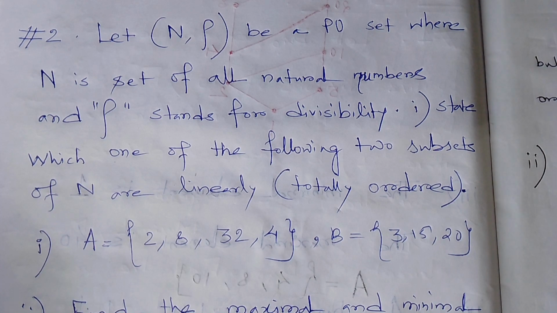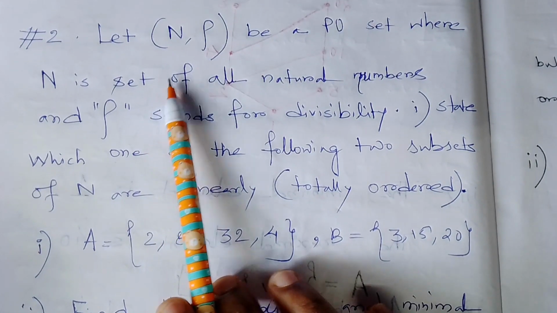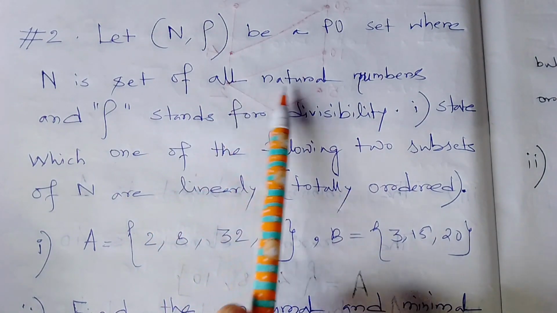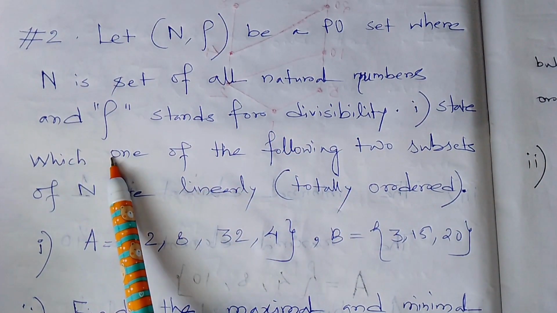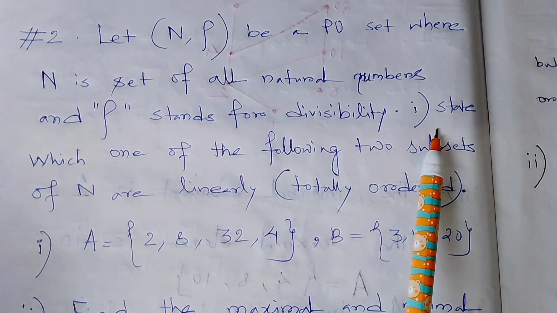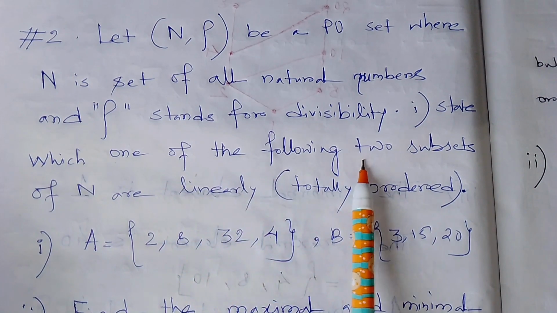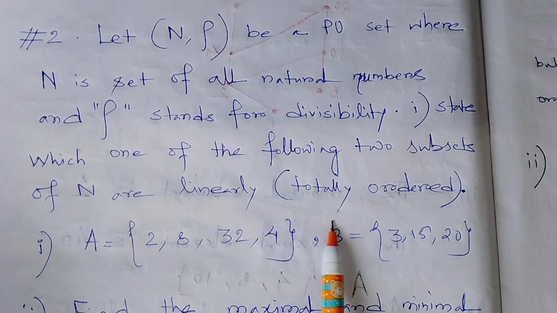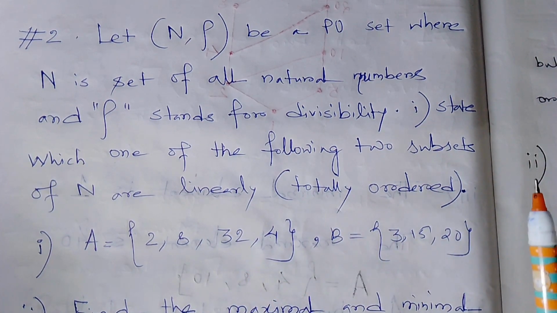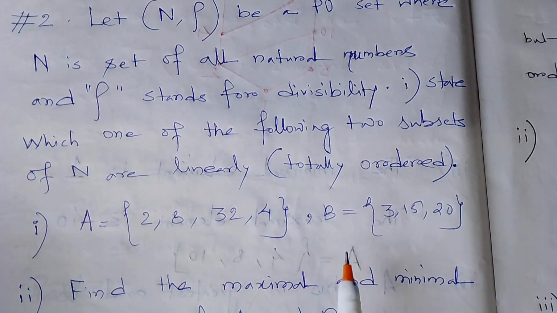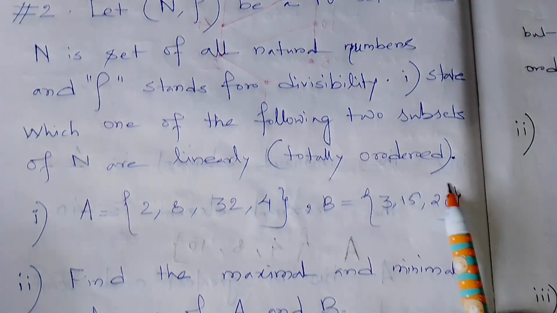So starting with the next example, let N, ρ be a POset where N is the set of all natural numbers and ρ stands for divisibility. The first question: state which one of the following two subsets of N are linearly or totally ordered. The following two subsets are A, which consists of these four elements, and B, which consists of these three elements.